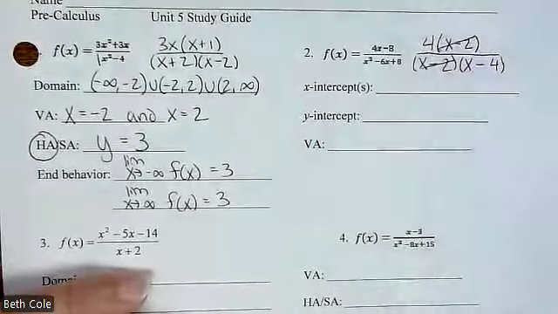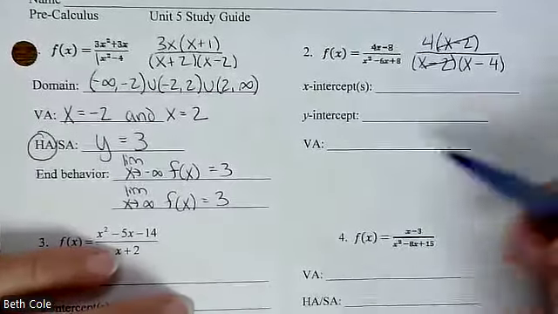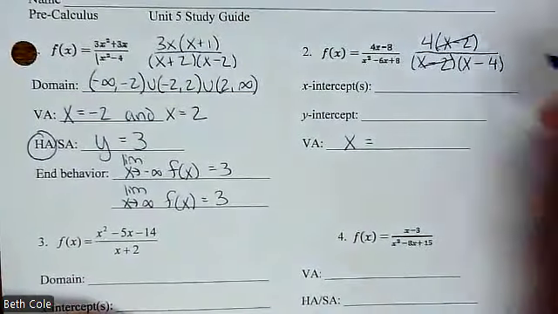All right, these cancel again. That means there's a hole, but I didn't ask you about it, so don't worry about it. Vertical asymptote would be x equals what? Who's your other troublemaker? 4.